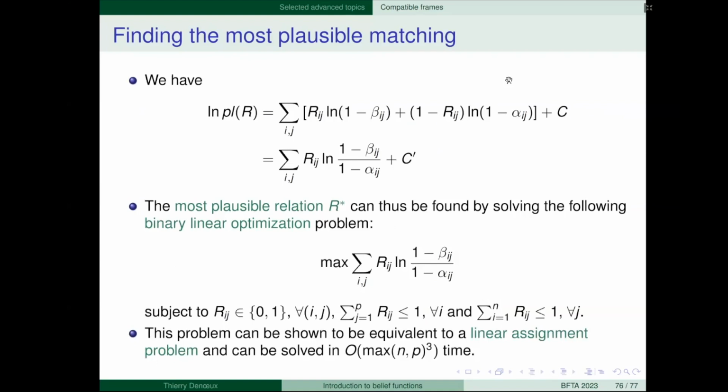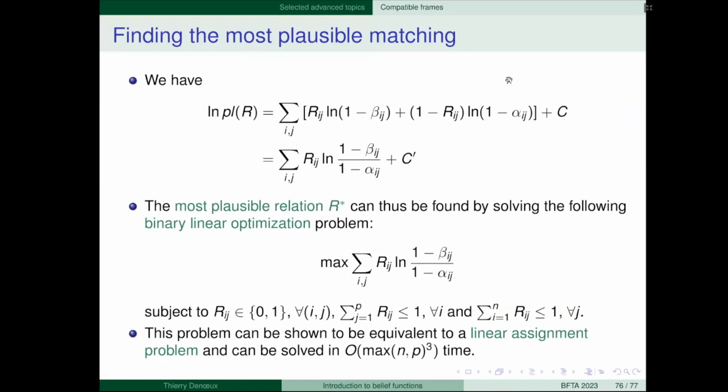And so the constraints can also be expressed linearly. The most plausible relation can be found by solving what is actually a binary linear optimization problem, maximizing this log plausibility subject to these constraints. These constraints express that each object I in the first set can be matched with at most one object in the other set, and conversely, an object in F can be matched with at most one object in E. So these are also linear constraints.